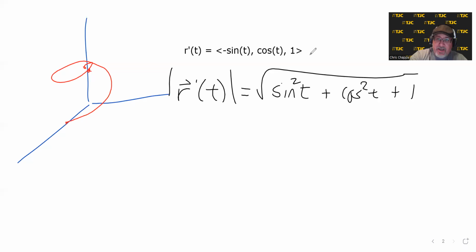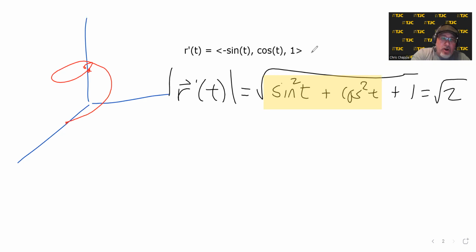But last time I checked, as every Cal 1, Cal 2, Cal 3 student should know, sine squared plus cosine squared is equal to 1. So under the square root, we have 1 plus 1, aka 2. And we end up getting the square root of 2. From a physics perspective, that means that our speed is constant as we move around this helix. The velocity isn't the same because the direction changes, but the magnitude of the velocity, aka the speed, is still the same.